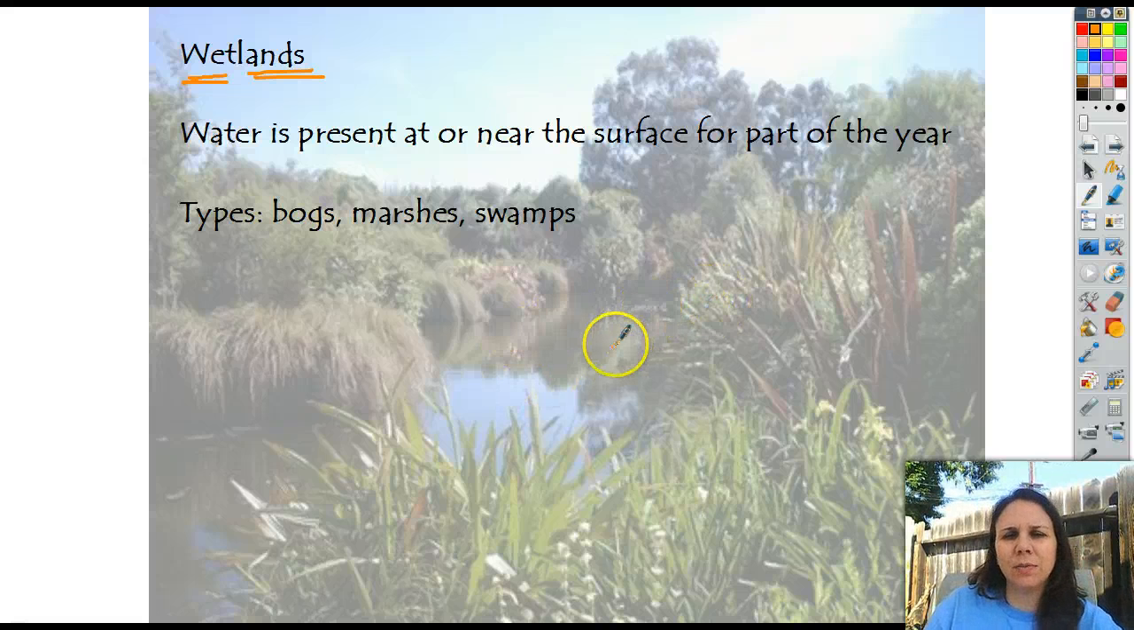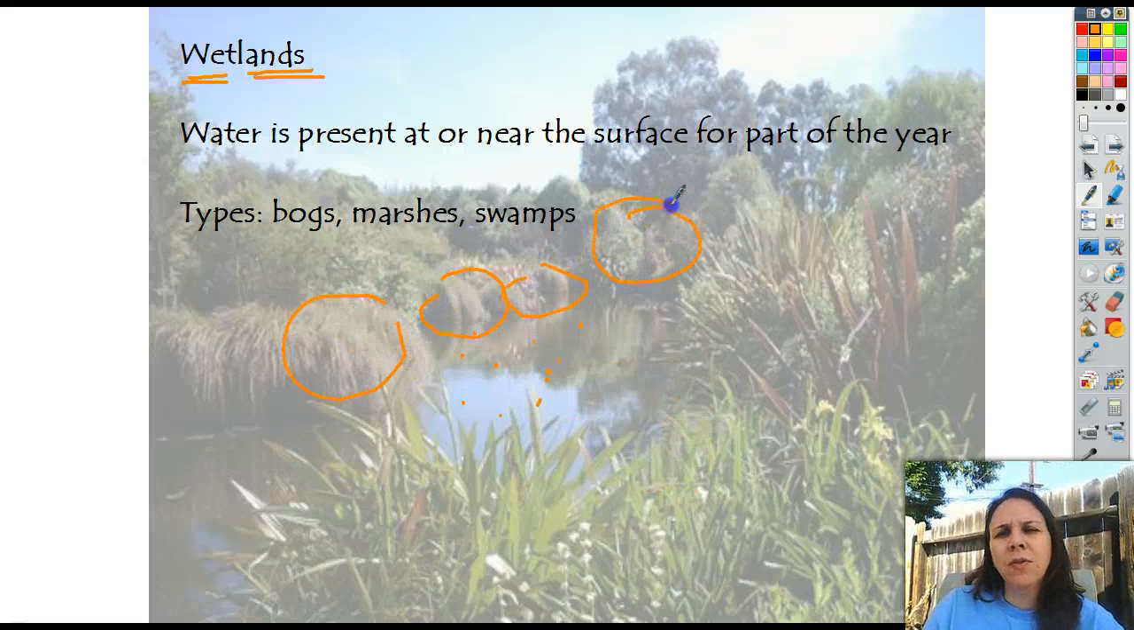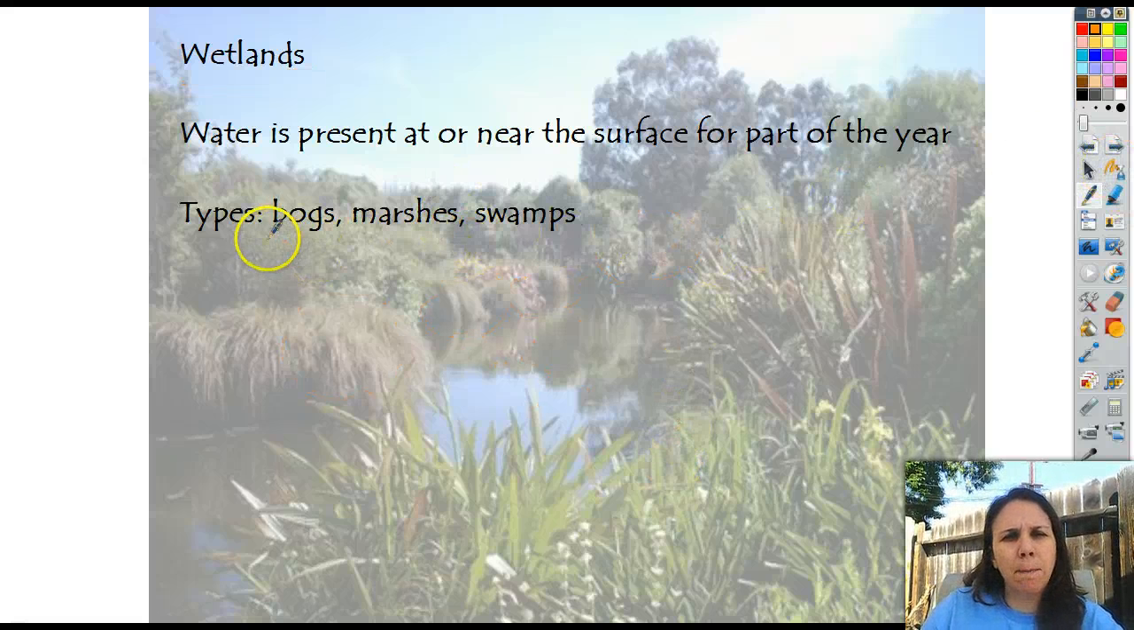And what this does is it provides a home for lots of animals to live, little fishies and plankton and stuff in here, but also bigger animals. Due to the fact that we've got all these plants around here, we can get bigger animals that can survive there and feed on all the smaller animals inside. The most typical wetlands that you may be familiar with are things called bogs, marshes, and swamps.